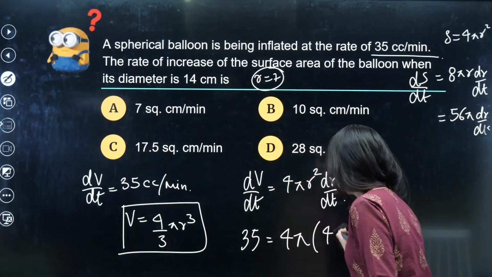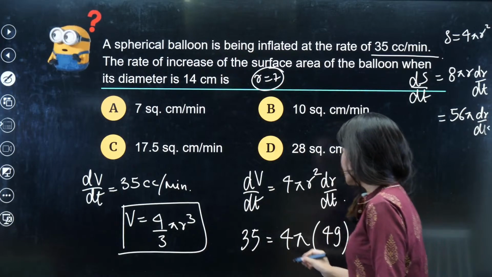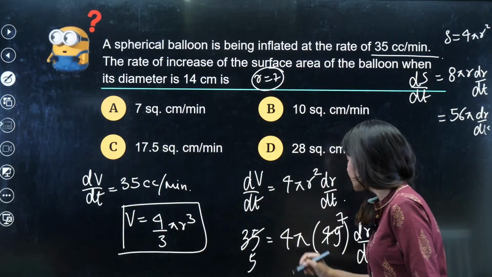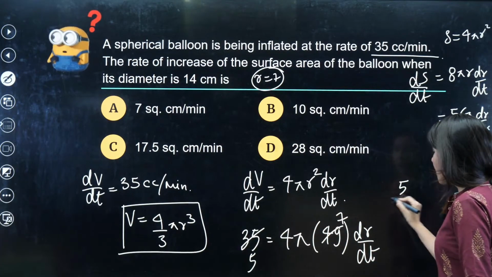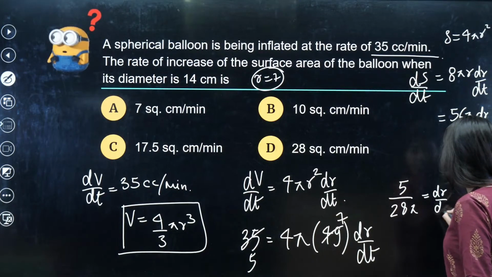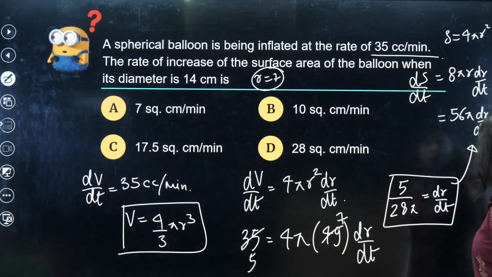what? 49, and dr by dt. With the 7 table we can cut it out. So 7 5s are 35, 7 7s are 49, 7 4s are 28. So 5 upon 28 pi is equal to dr upon dt.